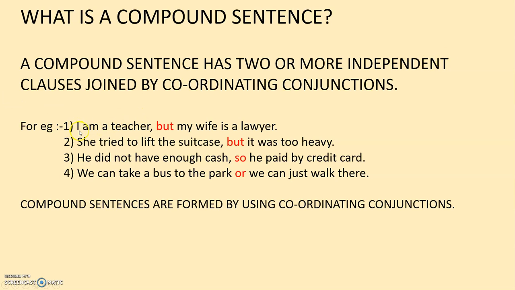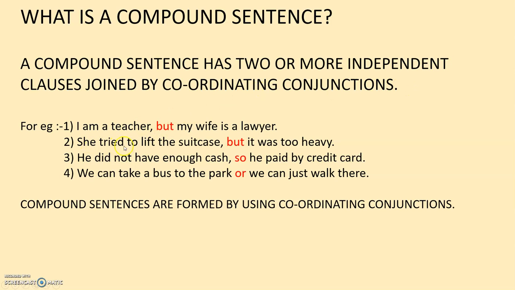Now if the sentence says, I am a teacher, but my wife is a lawyer. Okay, I am a teacher. It makes sense by itself, children. Yes, so it is an independent clause. My wife is a lawyer. It makes sense by itself. Now these two independent clauses are joined by a coordinating conjunction, that is but. So they are joined by but, a coordinating conjunction.